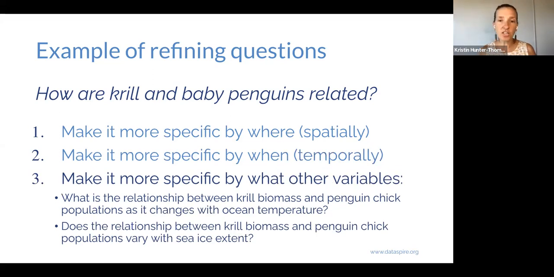Another way that we could refine our question is to be more specific about what variables or attributes we are looking at. So what's the relationship between krill biomass and penguin chick populations? And we stop there for our upper elementary students. But maybe we're in upper middle school, and we're interested in how it changes with ocean temperatures. Then we can start adding that third variable in for our students, as they're looking to push the boundary some more. Or, does the relationship between krill biomass and penguin chick population vary with sea ice extent?